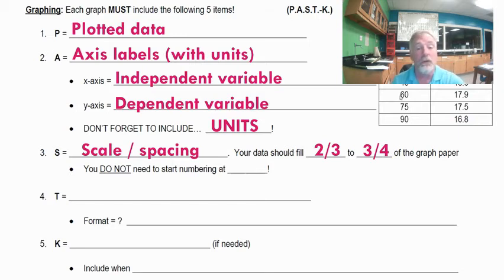I want to make sure you use 2/3, 3/4 of the graph paper. And I'll do an example here in a moment to show you. Key point in doing this to help you is you don't have to start numbering at 0. Now, if we look at our x-axis here, our independent variable, our time, our time started at 0 and then went 15, 30, 45. But look at our y-axis, our dependent variable, our mass, right? Our highest one there is 19.4. Our smallest one is 16.8. So our range, the data is always going to fall between just 16.8 and 19.4.